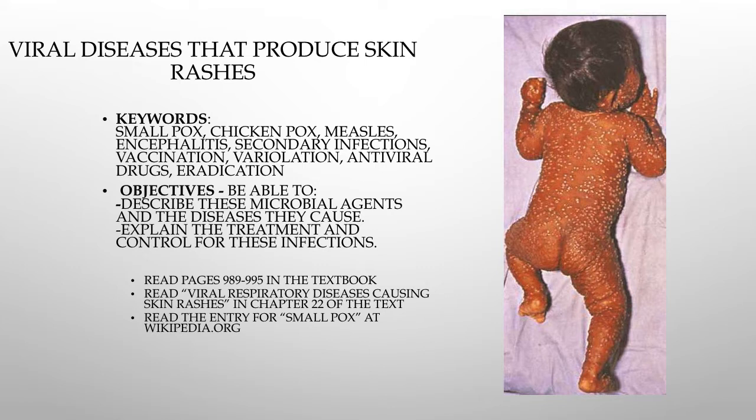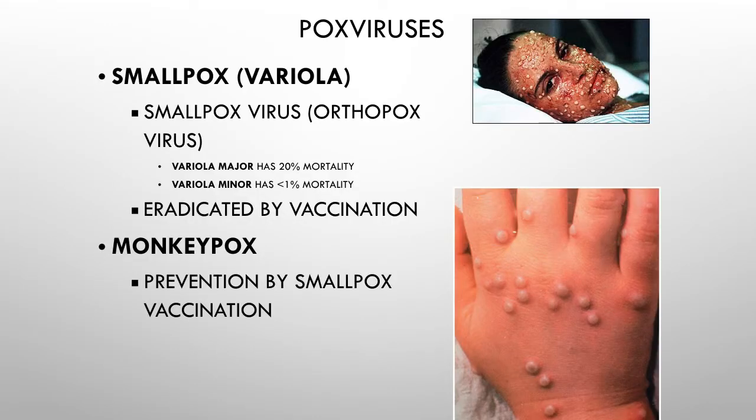There's also a section in chapter 22 on viral respiratory diseases causing skin rashes. That's chickenpox and measles, and so important that way. And then there's a nice Wikipedia entry for smallpox, and so that'll be the main thing that we cover is smallpox. And this child here is shown with smallpox. Those are raised blisters that you see on the child, and they're filled with a fluid that contains lots of virus in it. So the first disease we're going to cover is smallpox, variola.